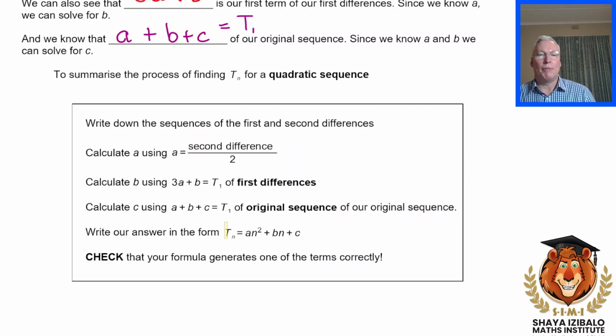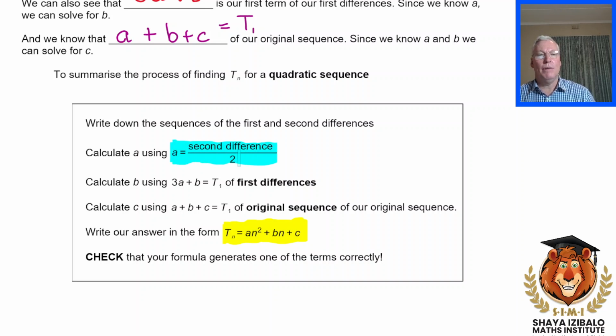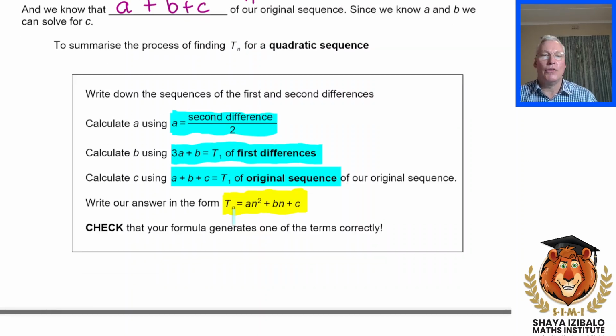Right, and then finally, once we know a, b, and c, we can write down our answer and we can check it. Now, I'm going to highlight this in yellow. The reason I'm highlighting this in yellow, this is the only formula we get provided for quadratic sequences. This here is really important. We don't get given it, we need to learn it. Exactly the same with this here, and exactly the same with this here, although this one is fairly obvious as we'll see.